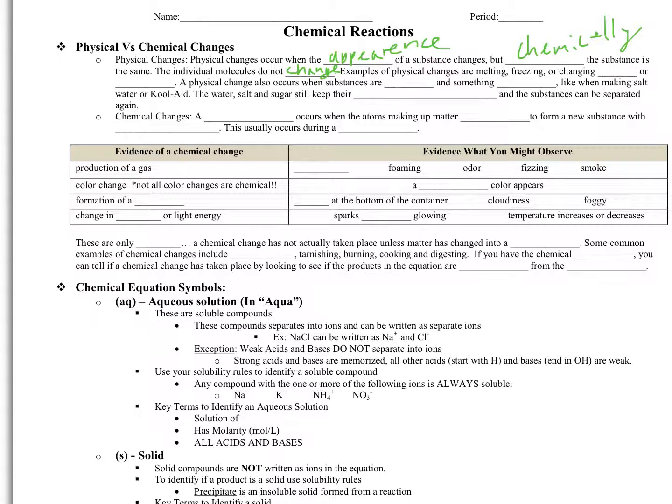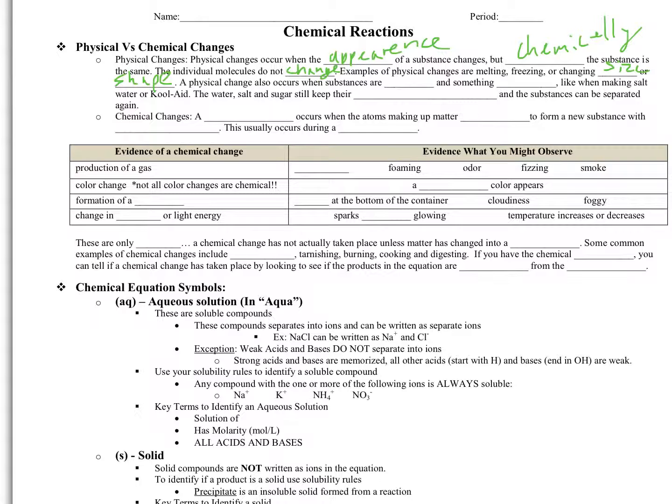Examples of physical changes are melting, freezing, and changing of size or shape. Okay? So all your changes of state are physical changes. The formula is still the same. Water, whether it's a solid, liquid, or gas, is still H2O.